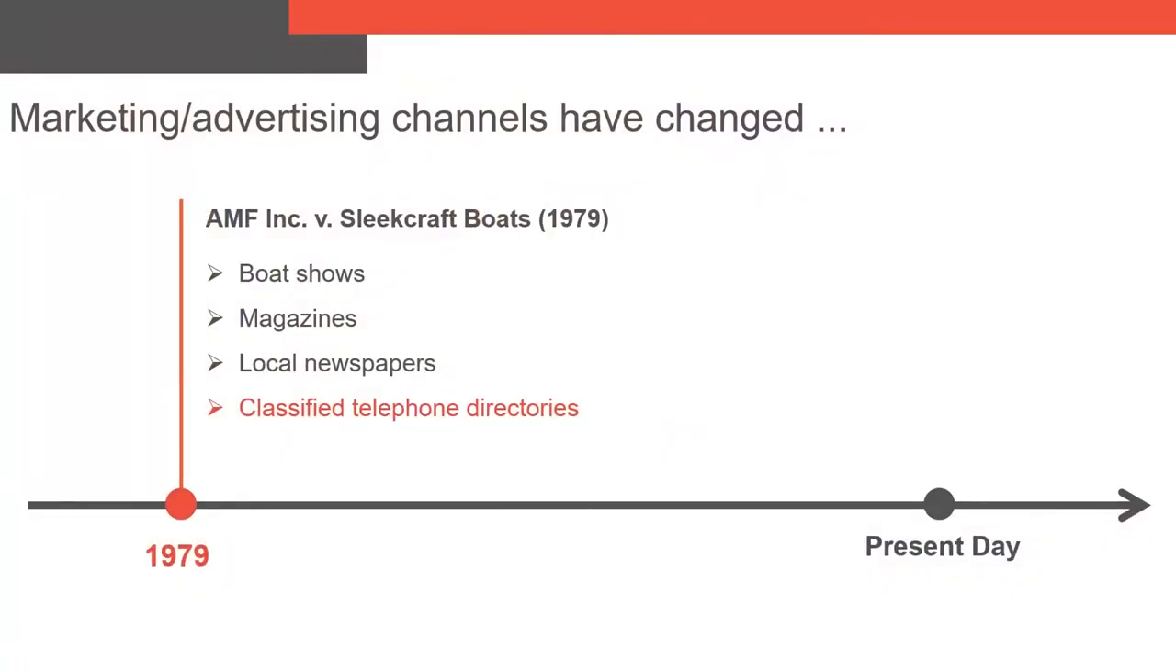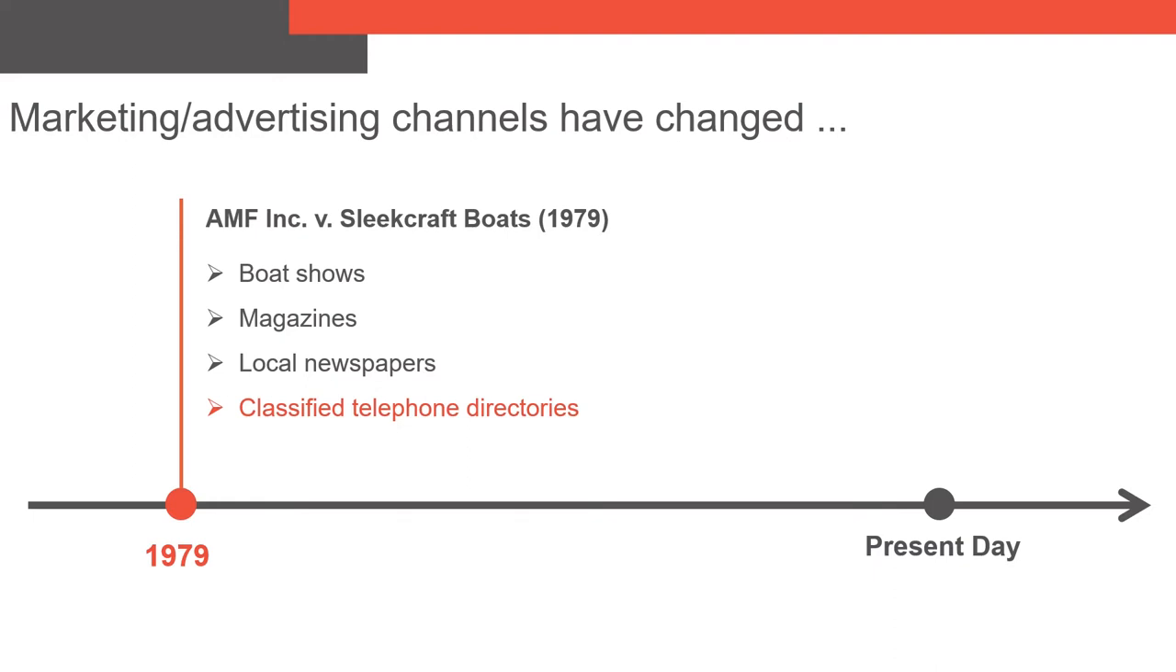The next factor is marketing and advertising channels, which considers whether there is overlap in the way the plaintiff and defendant advertise and sell their products. Marketing and advertising has certainly changed since the Sleekcraft case was decided in 1979. In that case, the marketing and advertising data presented was related to boat shows, magazines, local newspapers, and, as incredible as it seems to us today, classified telephone directories.